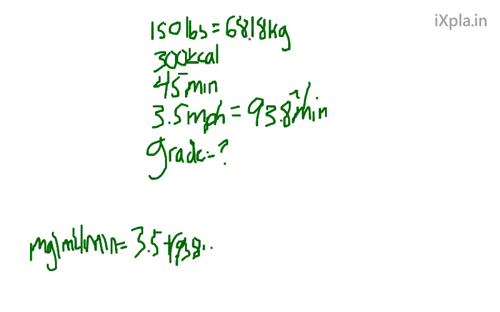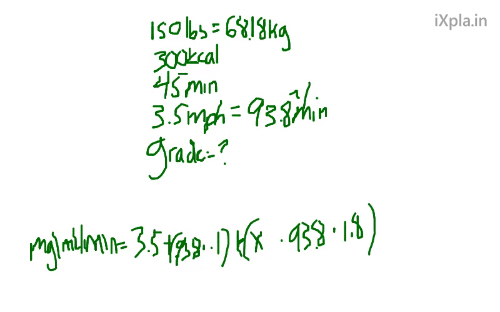He's walking, so 0.1 plus grade we don't have, so we'll say that's x. It's a variable, we don't have it. Multiplied by meters per minute, multiplied by 1.8. Now, what's wrong with this equation? You notice this from algebra, you can't solve an equation if there's two missing variables. So you're missing relative VO2 and you're missing grade. So what would you do? First, you have to calculate relative VO2.